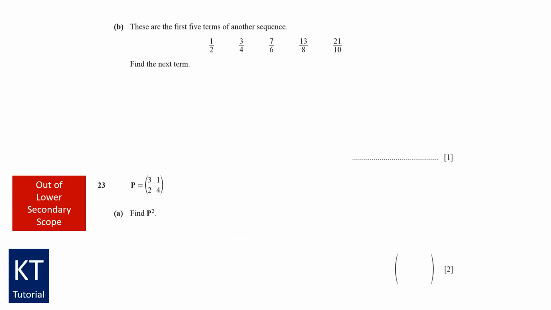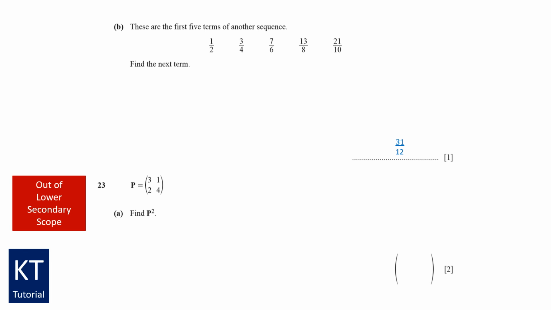Next, these are the first 5 terms of a sequence. Find the next term. When dealing with questions of this kind, it's really about looking for patterns. Let's start with the denominator. This being 2, 4, 6, 8, and 10, the next is an obvious 12. As for the numerator, it appears to be the numerator plus the denominator of its preceding term. Therefore, the next numerator is 31.